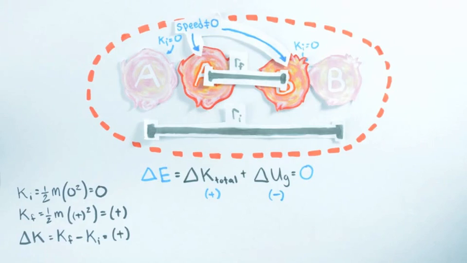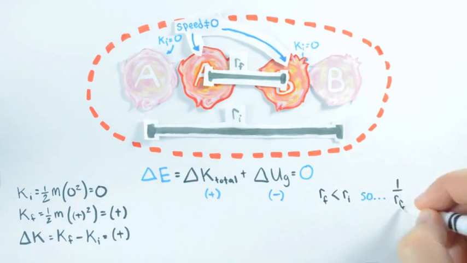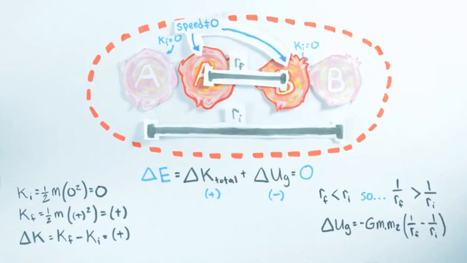Because the stars are closer together in the final position than in the initial position, r sub f is smaller than r sub i. If we look at this factor, 1 over r sub f minus 1 over r sub i, this term is positive. However, the overall minus sign makes delta U_G negative. This is as we expect, so this is sensible.